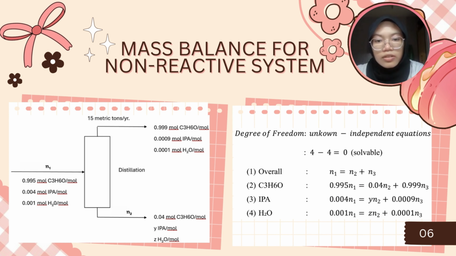Now, we're going to talk about the mass balance for the non-reactive system calculation. We have drawn the flow diagram with a few pieces of information in it, but we still need to find 4 unknowns. First, we did the degree of freedom analysis, which is unknowns minus independent equations: 4 minus 4 equals 0. This means that this problem is solvable. Then we showed that there are 4 equations: 1 overall equation and 3 specific equations.